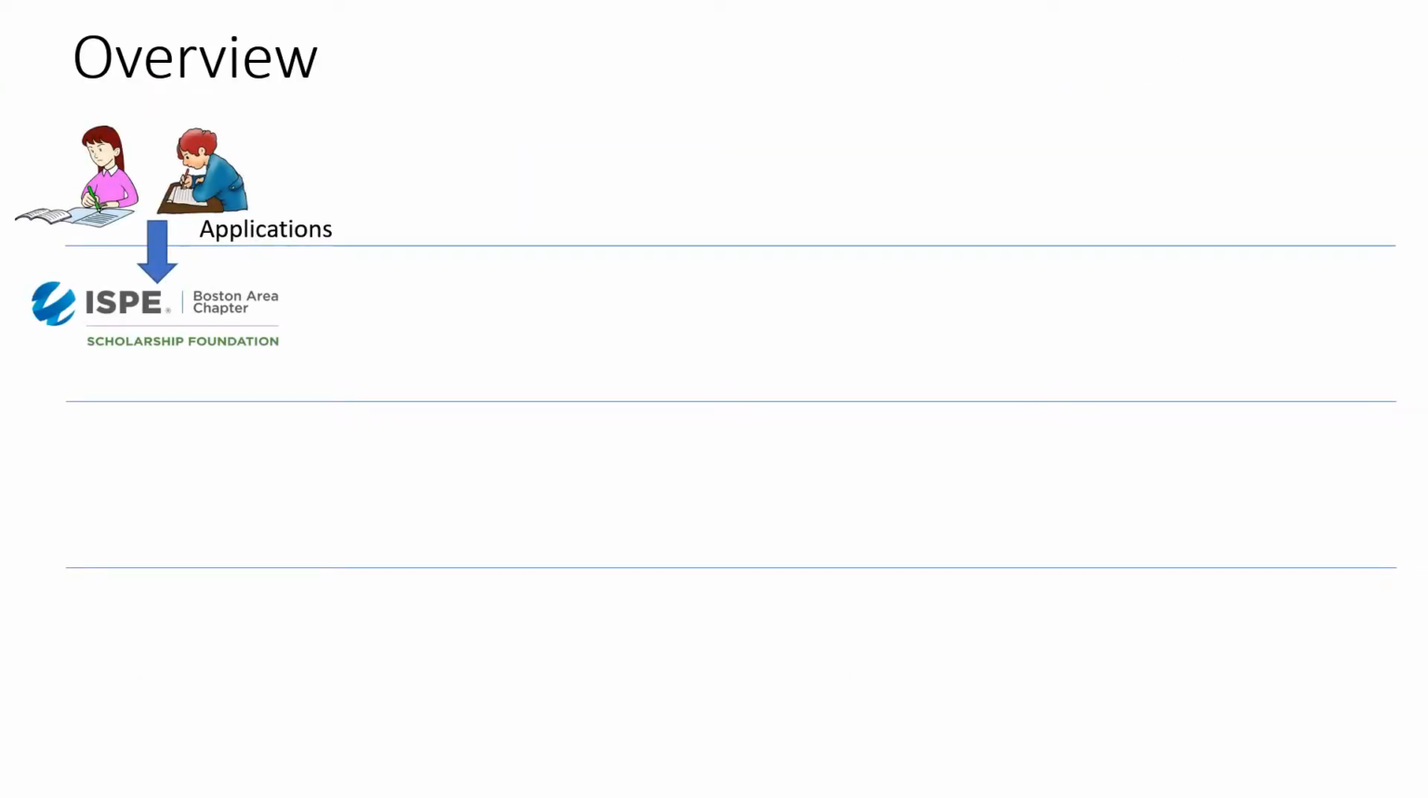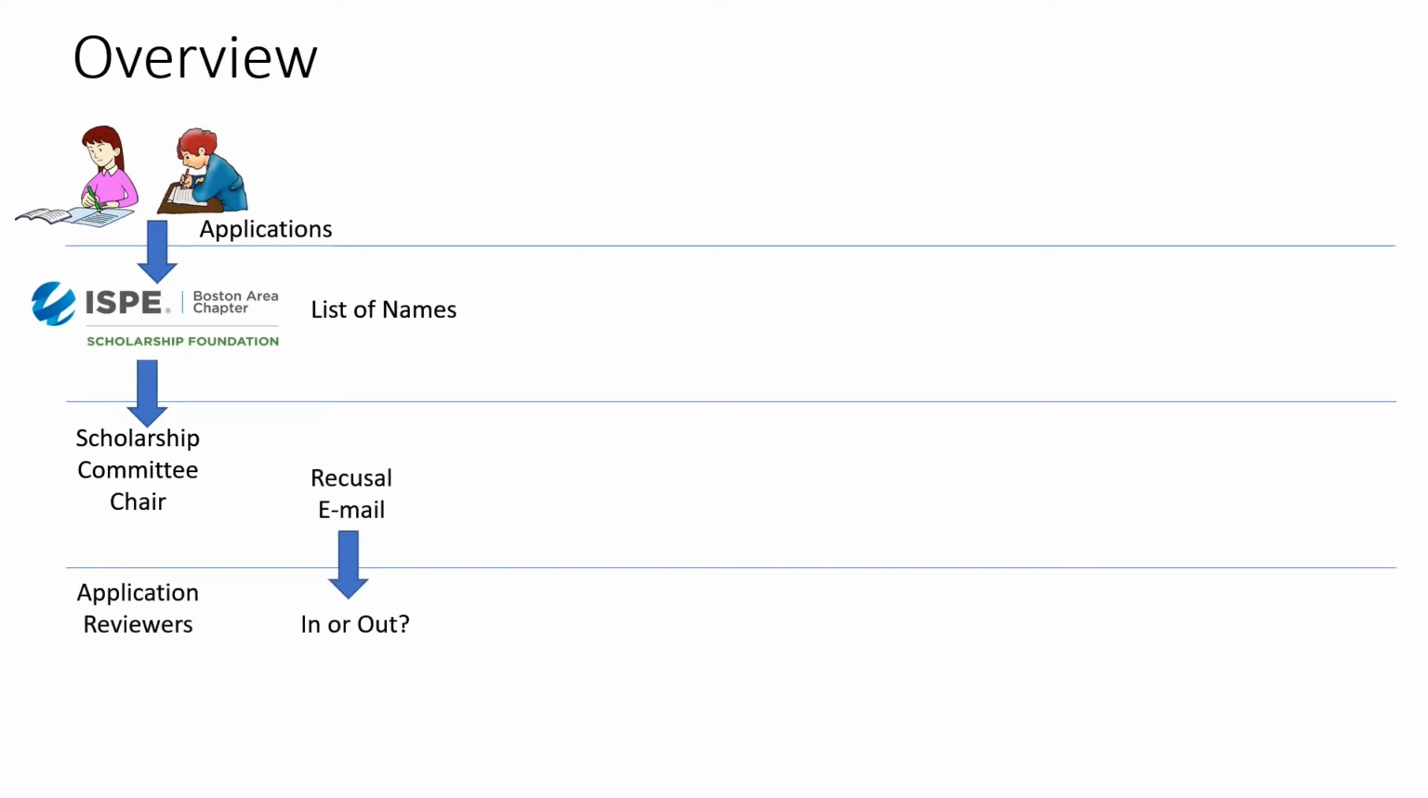Here's an overview of the process. The students fill out applications online. They go to our paid foundation staff who consolidate the information. They provide me, the scholarship committee chair, with a list of names. I put them in a recusal email to all of the application reviewers. You let me know whether there's a conflict of interest. A little more on that in just a second.